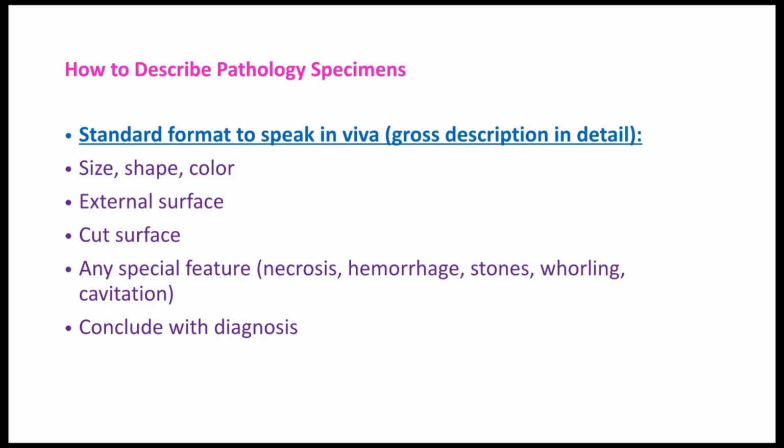In the last video, we discussed the standard format to speak in viva for the gross description in detail. So, you include size, shape and color, external surface, cut surface, any special features like necrosis, hemorrhage, and conclude the diagnosis. In the last, you have to give the probable diagnosis according to the observed features.